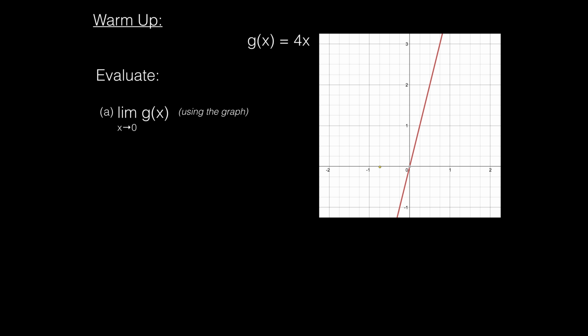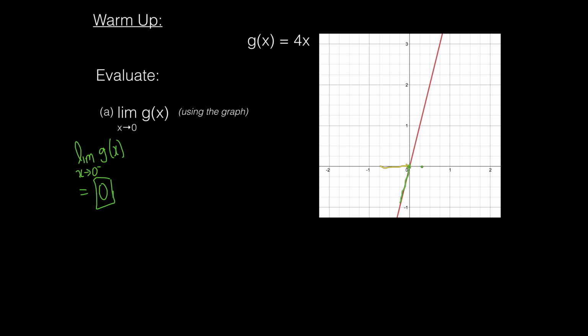Okay, let's go over it together. Notice that as your x values slowly get closer and closer to 0, your y values in this graph are slowly getting closer and closer to 0 as well. They're getting closer and closer to the x-axis. So from the left, this would simply be 0. Now what about from the right?